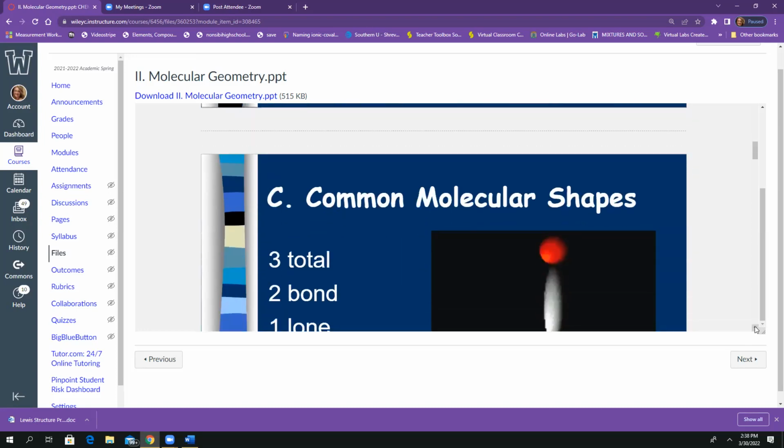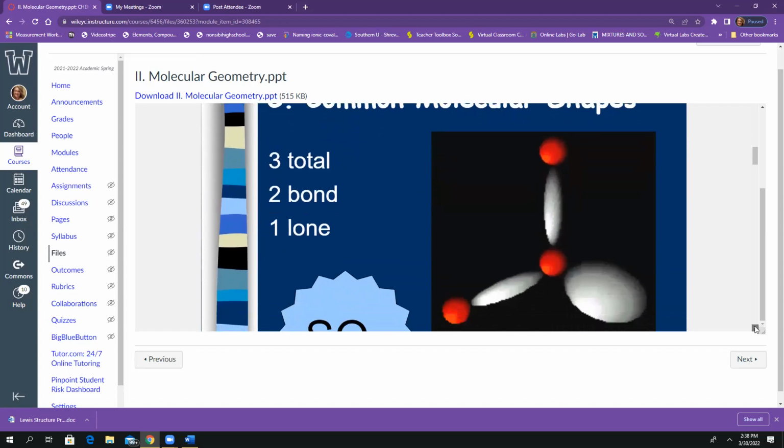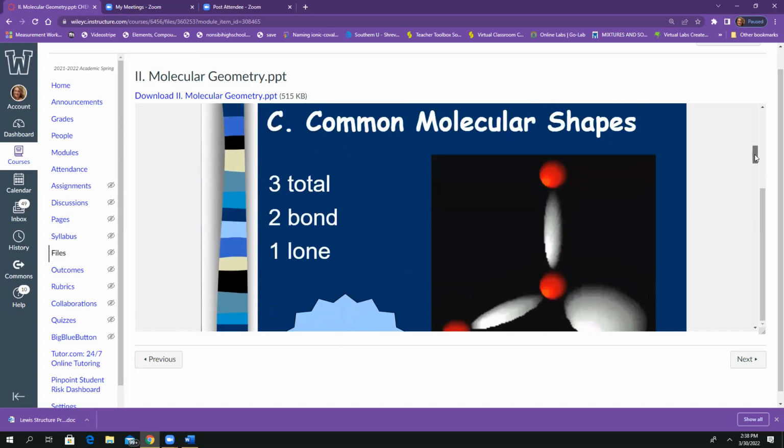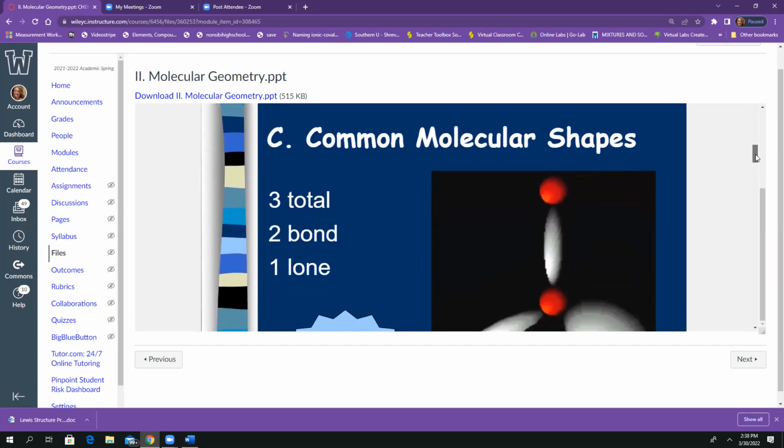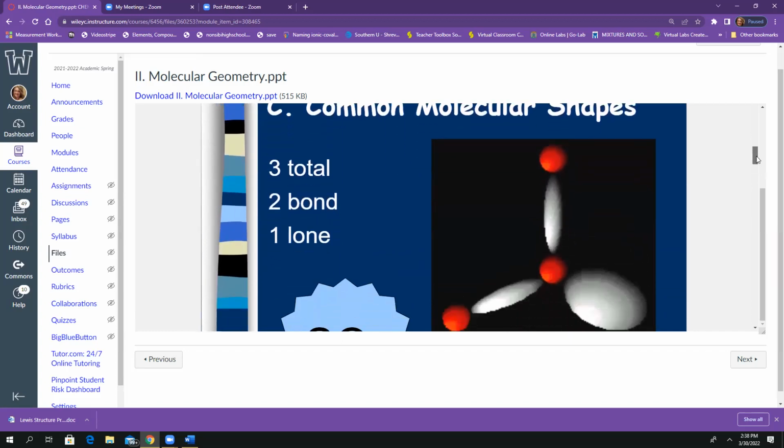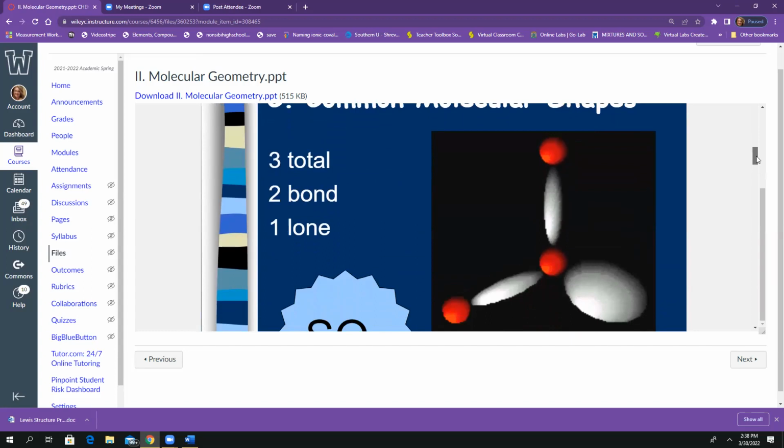Then we have the next one, which is known as, see, there's the big goose egg that I was telling you about. Okay, this one is known as a bent shape, but it originates from a 3. So it is a bent shape from a trigonal planar. So in this case, you would have 3 total areas of electron density. That's the white areas, 2 of which are bonds, and 1 is a lone pair.